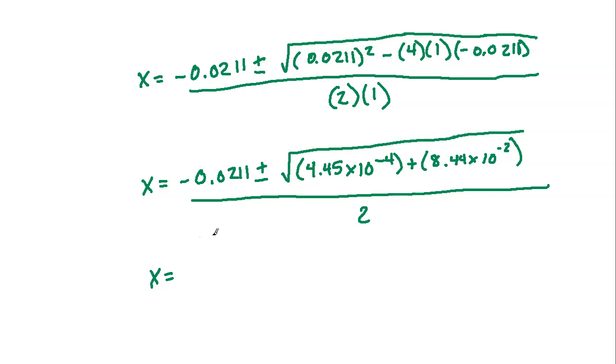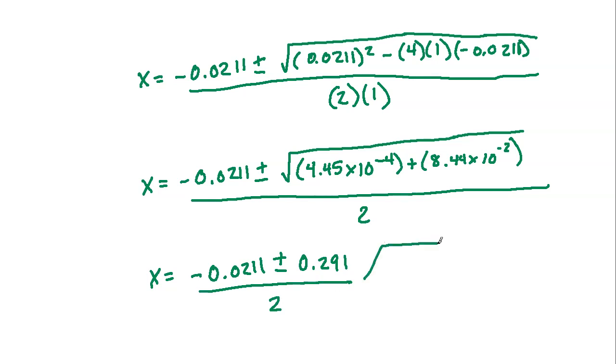So let's reduce it further. Okay, solve for what's under your square root, and you should come up with this: negative 0.0211 plus or minus, when I did this I got 0.291, which the book confirmed. Okay, and then divided by 2. And at this point, you can branch off because it's getting simple enough.